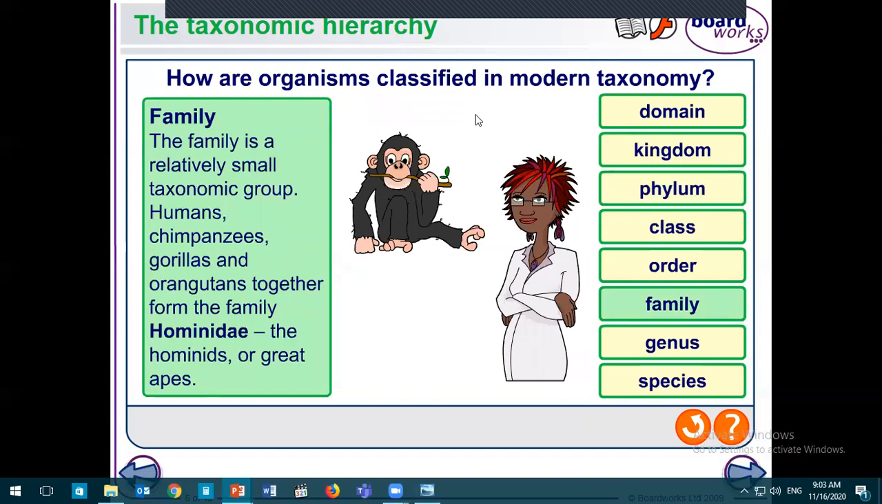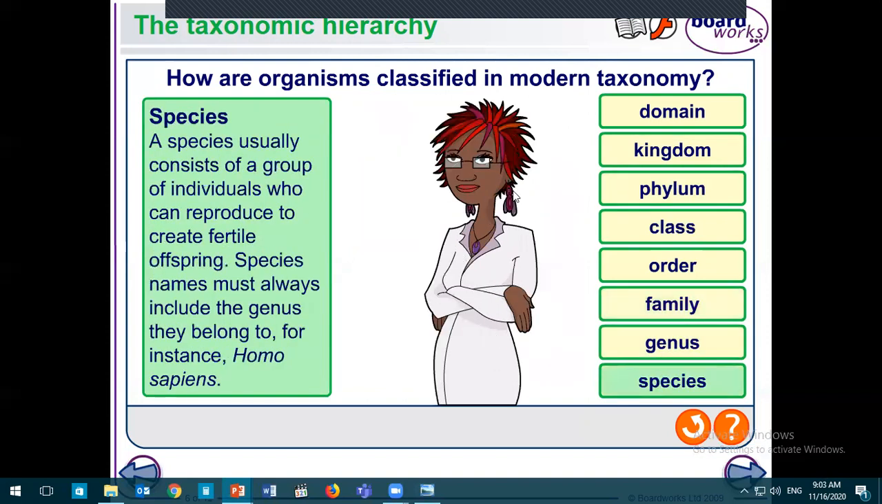When we get lower and lower, now we have a species, which is a unique kind of organism. Can you see? Humans? Yes. Scientifically, we are called Homo sapiens. This is our scientific name.